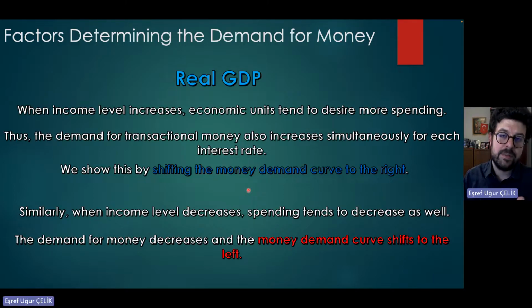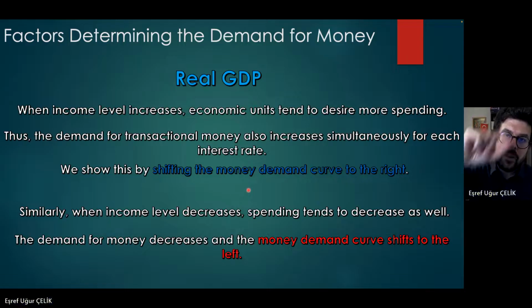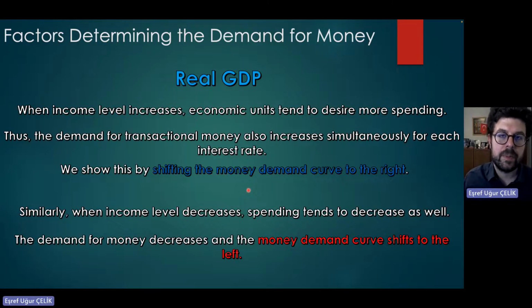In previous slides, we talked about the interest rate. When the interest rate changes, we move along the money demand curve. But this time, for example, when the real GDP changes, we shift to the right or to the left for the money demand.